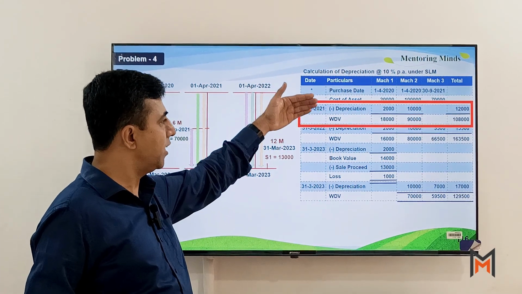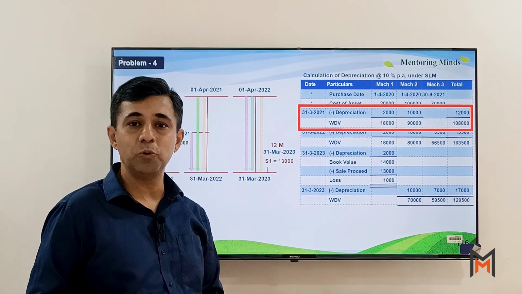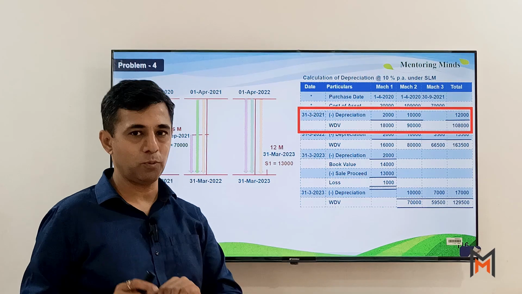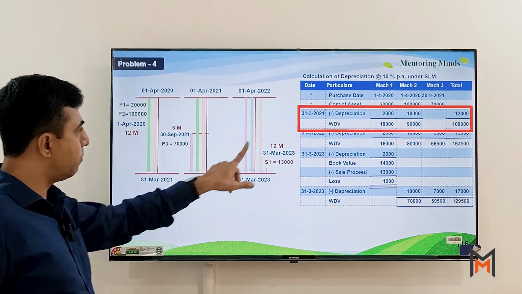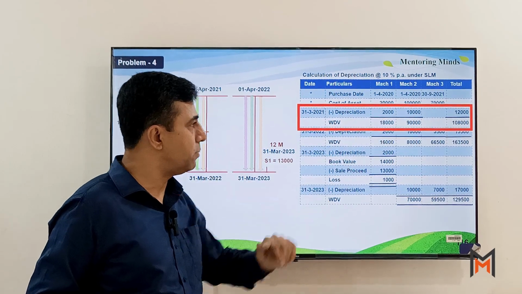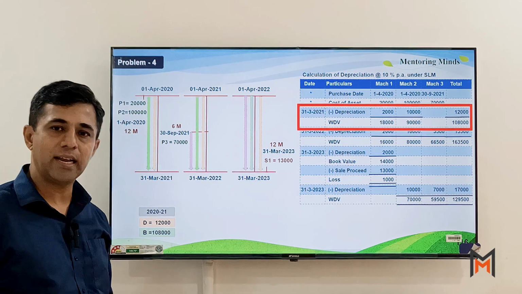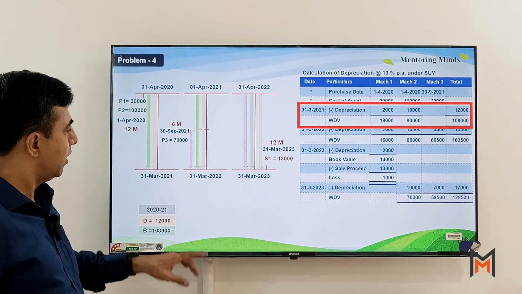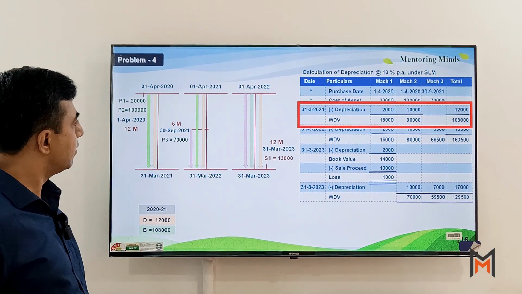The third step is now to find out what is the depreciation amount, and accordingly we are going to do the journal entry and ledger posting. So here in the first year they are saying the amount of depreciation, the total depreciation is 12,000 while the written down value is 1,08,000. Great. So now let us present the sum.